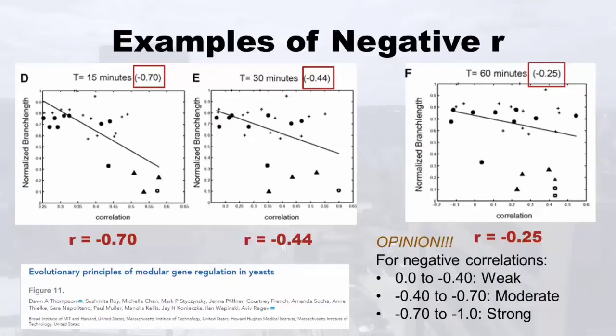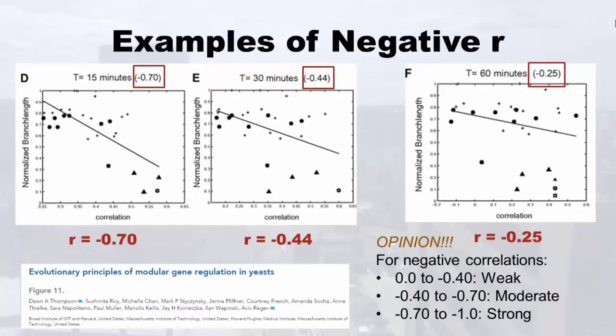That makes sense, and then I put my opinion in the lower right. These aren't official cut points or anything, but I usually use these as a guide. See how I said negative 0.4 to negative 0.7 is moderate? So I would call D moderate. Now let's look at E. See how the dots don't cluster so close to the line as they do with D? That's going to make it a weaker correlation. It's still negative, negative 0.44, and I still call that moderate, but on the low end.